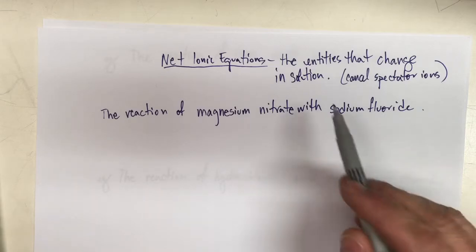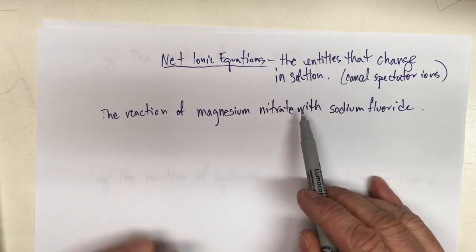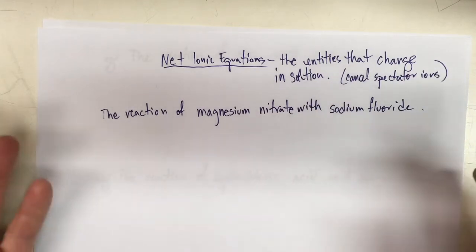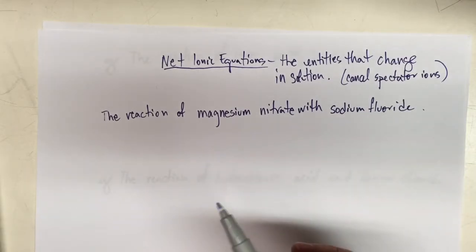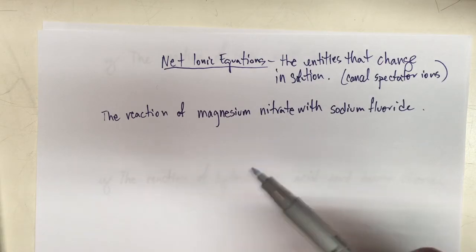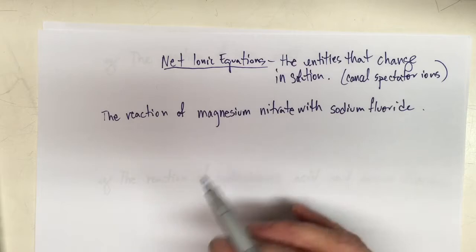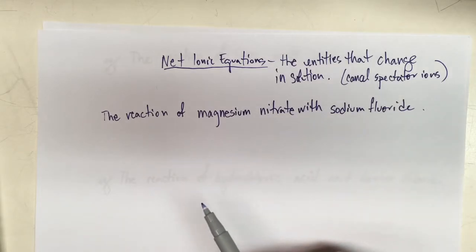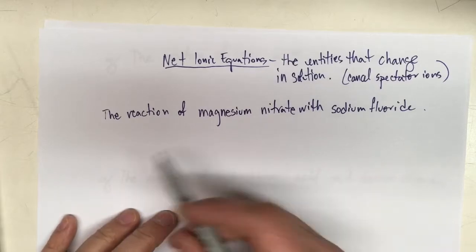Net ionic equations are concerned with the entities that change in solution. So we need to take the reaction and break it into its entities, and then we cancel out the spectators. Spectator ions are exactly the same in the reactants and the products. So chemicals that are the same in the reactants and products aren't actually undergoing a change in solution. Our example of this will be magnesium nitrate.